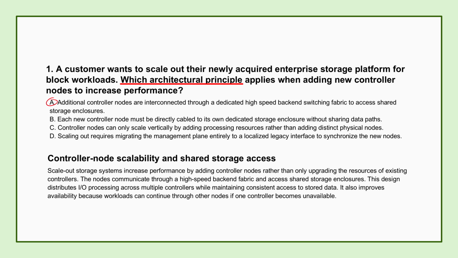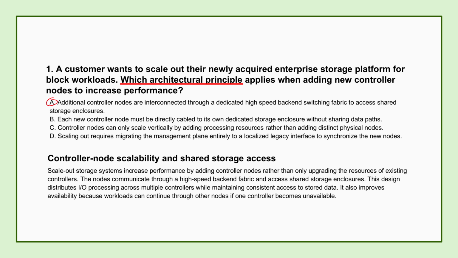Okay, let's unpack this. We are adding more controllers to get more processing power, right? But what is the fundamental architectural principle at play here? So the principle relies entirely on the back-end fabric. When you add new controller nodes, you absolutely increase your processing power and your front-end connectivity to the network. But, and this is the critical mechanism, all these nodes remain interconnected through a high-speed back-end fabric. This allows every single controller to access the exact same shared storage enclosures. It basically distributes the workload beautifully without creating isolated storage silos.